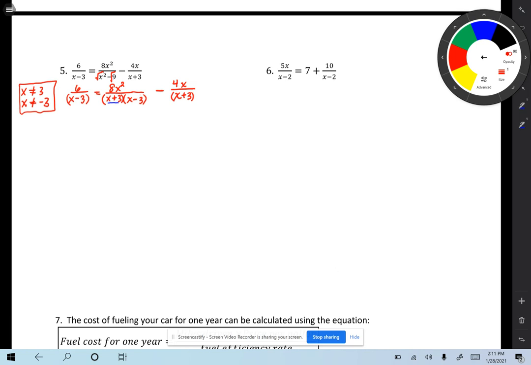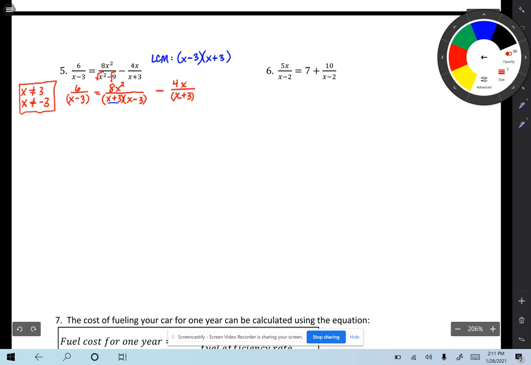Now the next thing we want to do is list our least common multiple. So x minus 3 appears once. x plus 3 appears at most once in any fraction. And so that is our least common multiple. So we are going to multiply every numerator by that. So let's go ahead and do that.